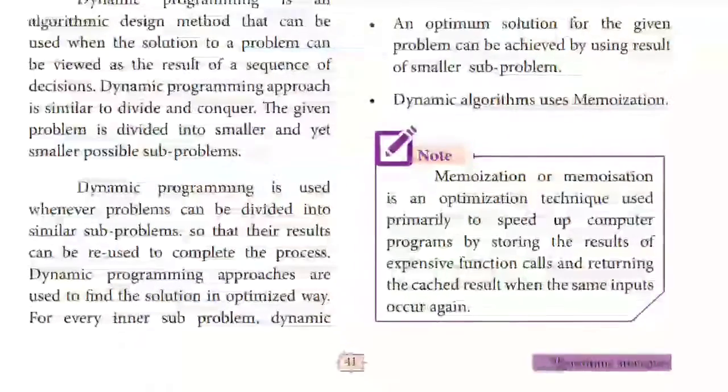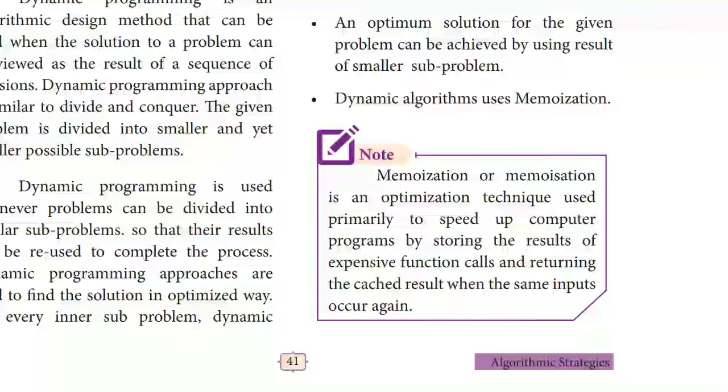Here they have given the definition: memoization is an optimization technique used primarily to speed up computer programs by storing the result of an expensive function call and returning the cached result when the same input occurs again.